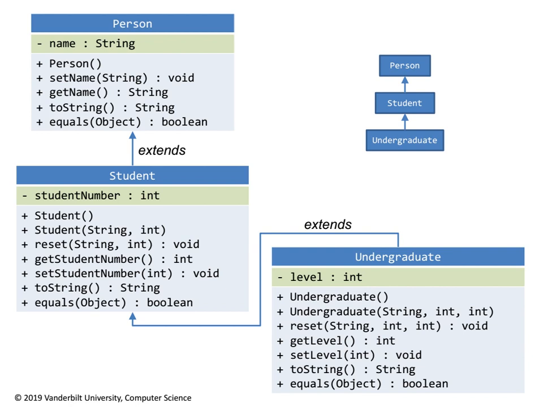So what was added at the undergraduate level to the data was the level. But undergraduate also, since it extends student, has the student number, and since student extends person, it also has name. The same thing is true of the methods. Since undergraduate extends student, it not only has these methods, but it also has all of the methods from the superclass, as well as all of the methods from the superclass for the student class as well.